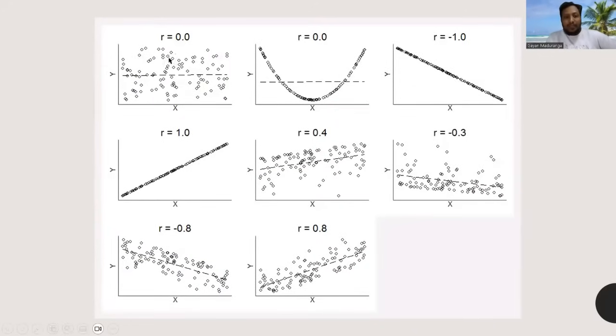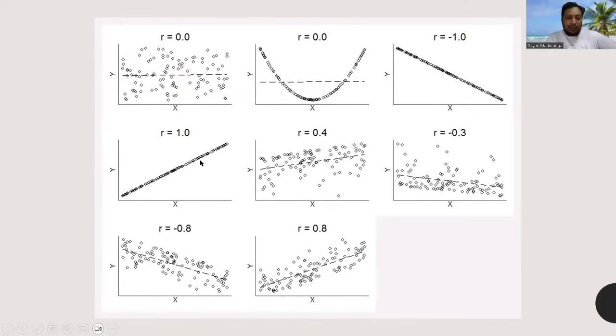Look at these graphs. These are scatter plots. In this first one, you can see the dots are everywhere. There's a line going in between, but there is no linear relationship between these two variables. That's why R is 0. And in the second graph, see, it's a curve. For a curve, if you fit a line, it never explains the relationship. So R is 0. In the third graph, you can see all the dots are lying along the line, and it's descending. So that's why R is -1.